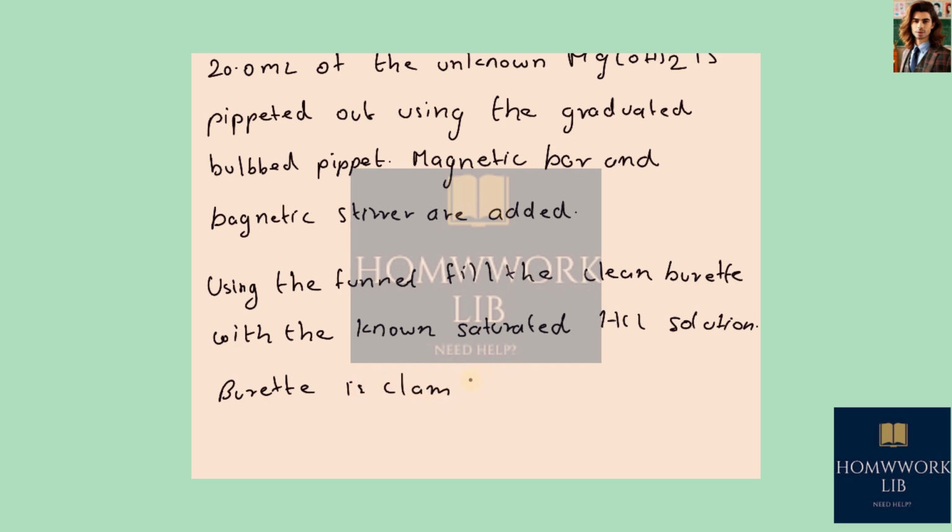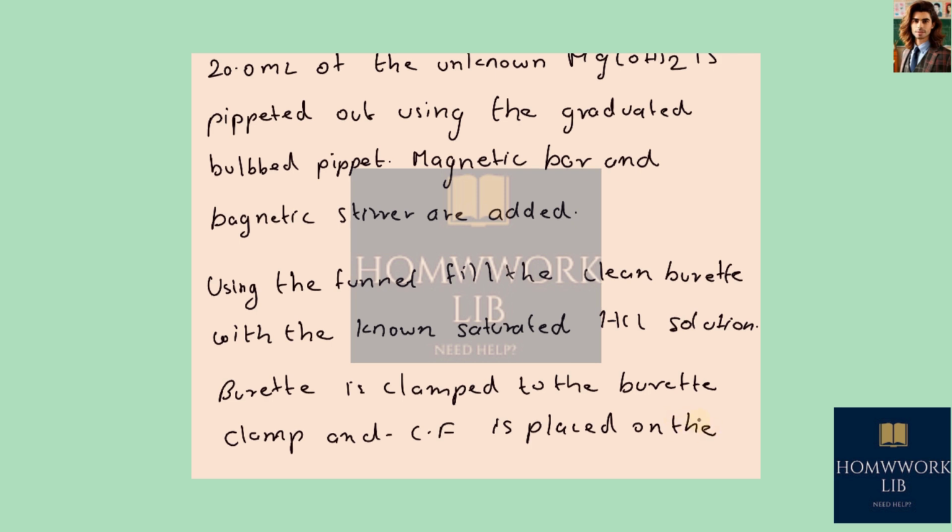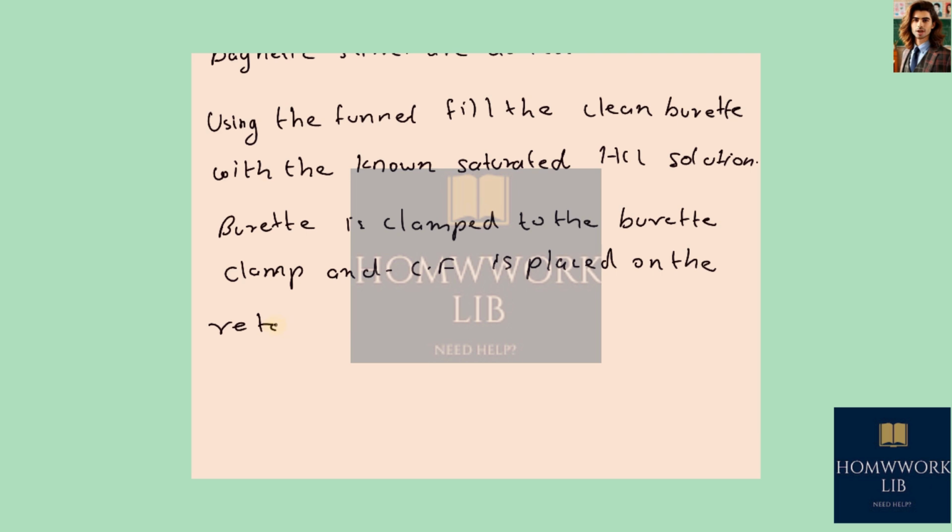Now the filled burette is clamped to the burette clamp, and the conical flask or the Erlenmeyer flask is placed on the retort stand.